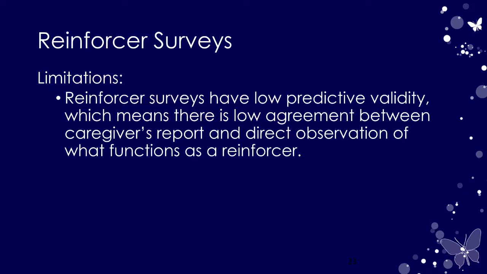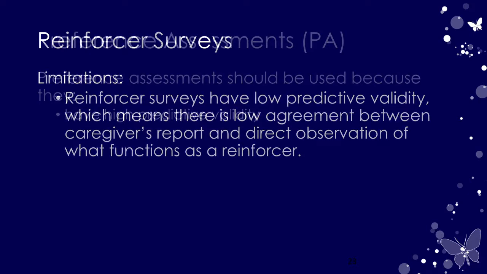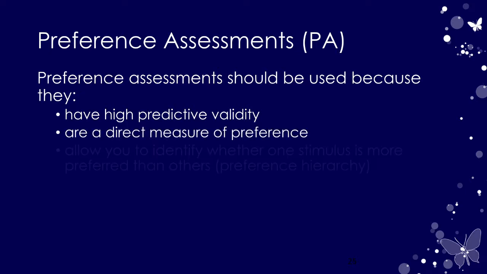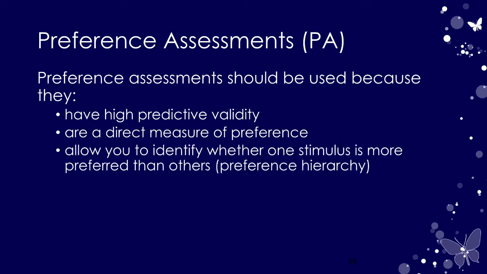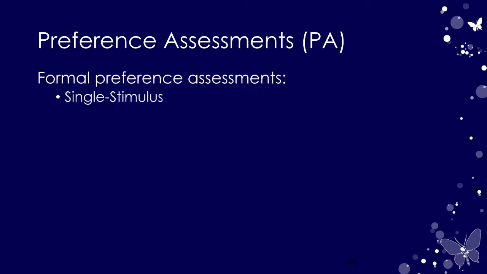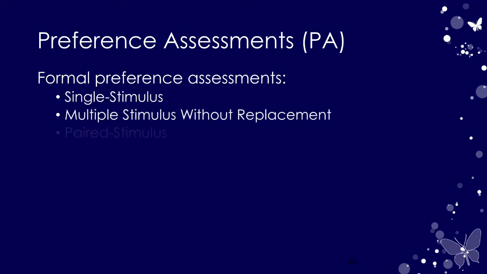Reinforcer surveys have low predictive validity, which means there is low agreement between caregivers' report and direct observation of what functions as a reinforcer. Preference assessments should be used because they have high predictive validity, are a direct measure of preference, allow you to identify whether one stimulus is more preferred than the others, that is, they give you a preference hierarchy, and they give you more confidence in the stimuli you select as potential reinforcers. Some formal preference assessments are single stimulus, multiple stimulus without replacement, paired stimulus, and free operant.